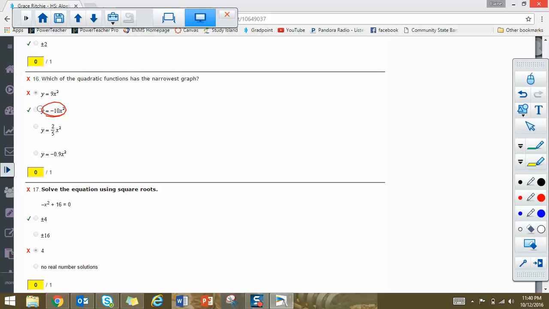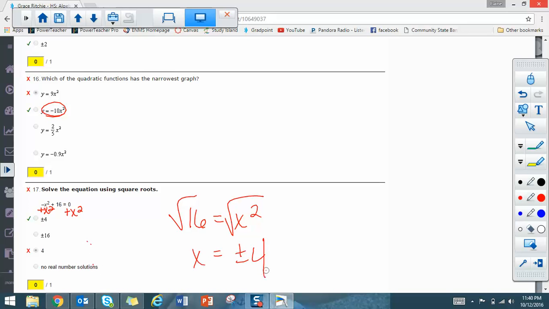Again, solve using square root. So the thing here with number 17 is you can't take the square root of a negative number. So instead of subtracting 16, I'm going to add the x squared to both sides. So I get 16 equals x squared, and you can write it the other way, x squared equals 16. But you square root both sides, and we get x equals plus or minus 4. So I think on some of these you just didn't recognize that you get a positive answer and a negative answer, because remember that negative 4 times negative 4 is also 16.